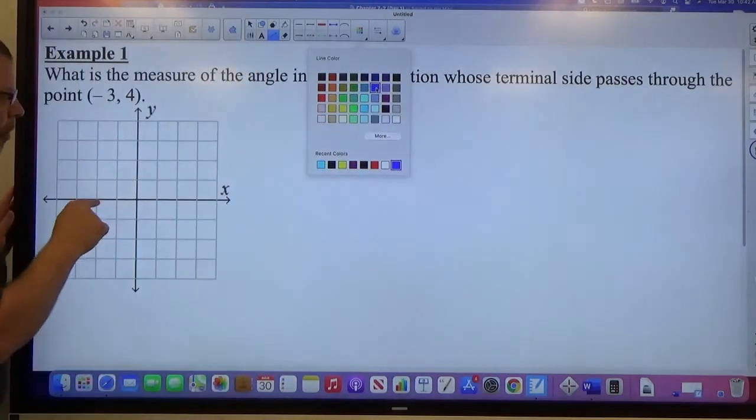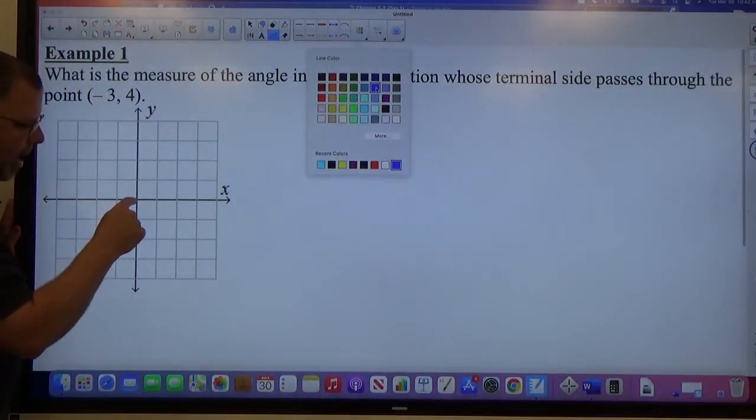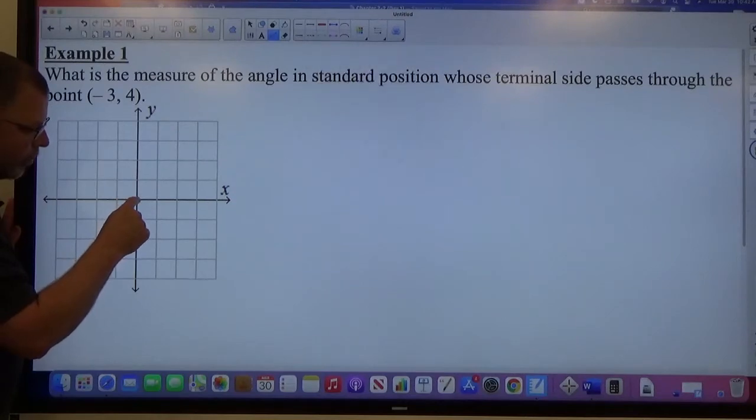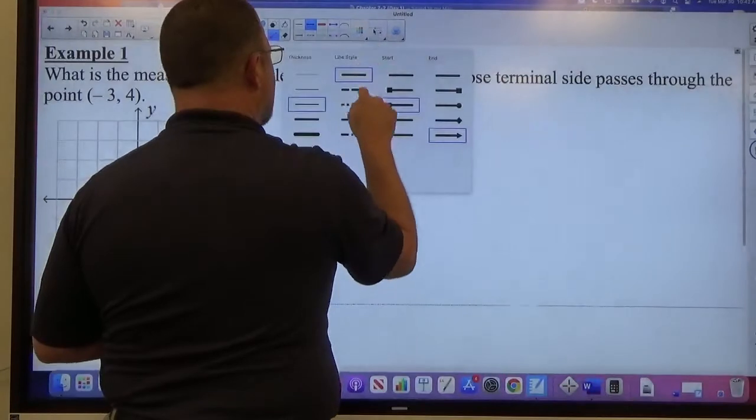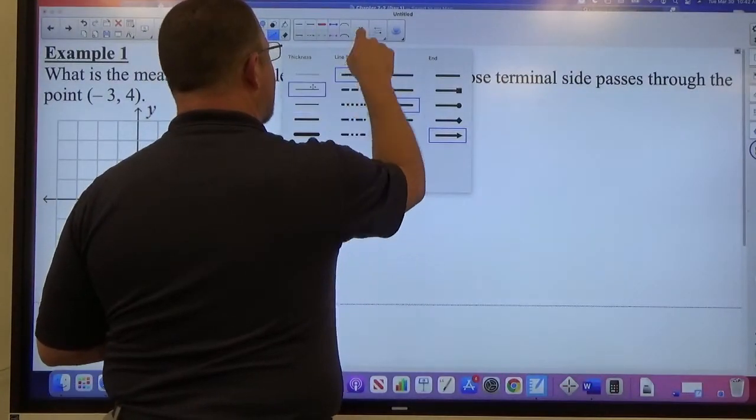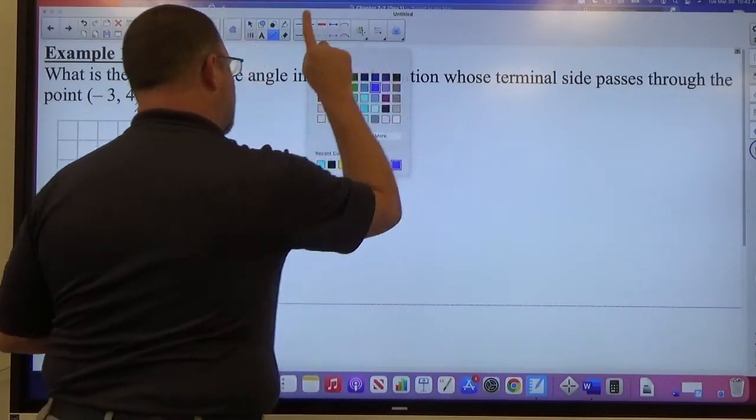So, when we're talking about standard position, we have a ray. Got to figure out how this board works. Give me a second. That's that. I want that thin. I want it blue. Maybe I've got to make that go away.